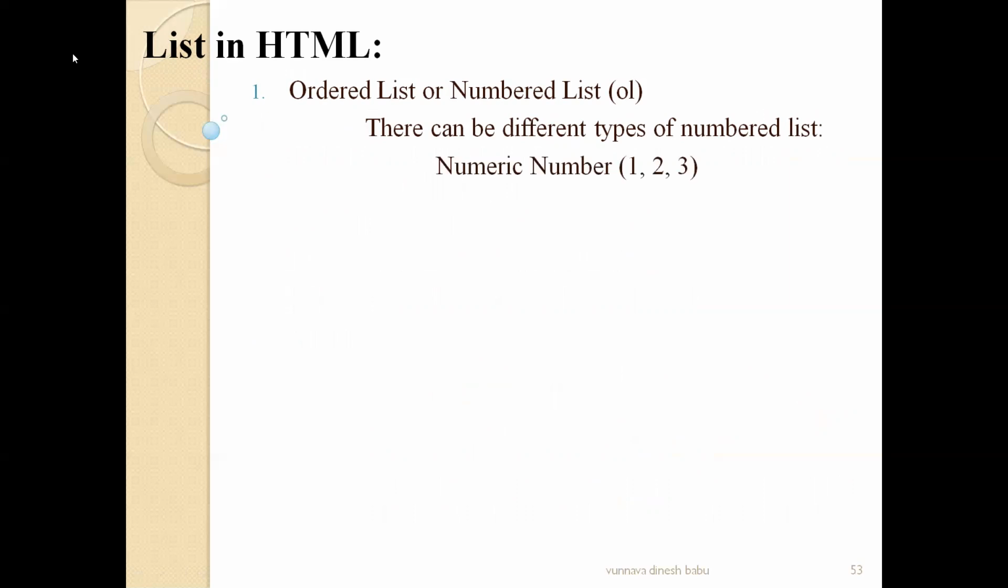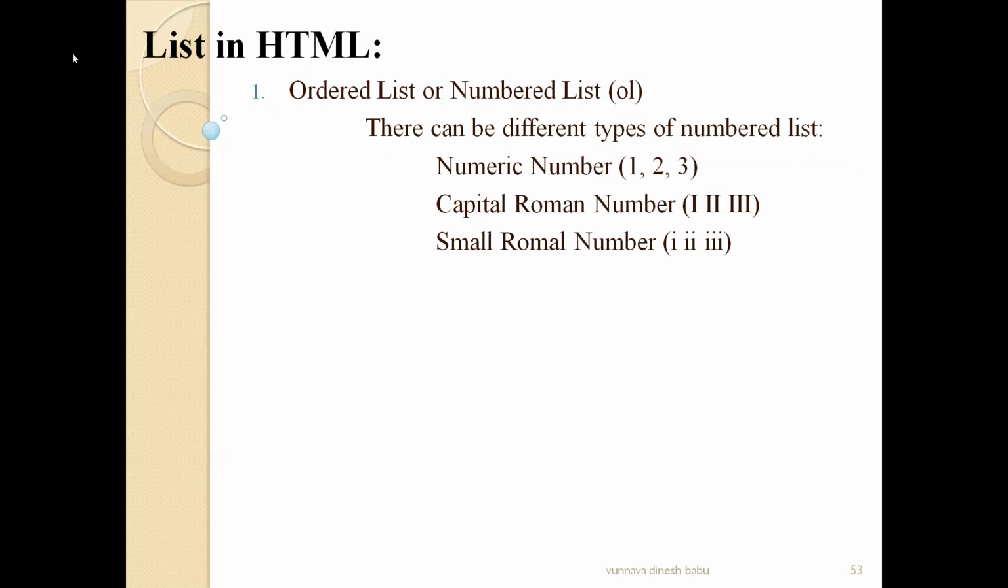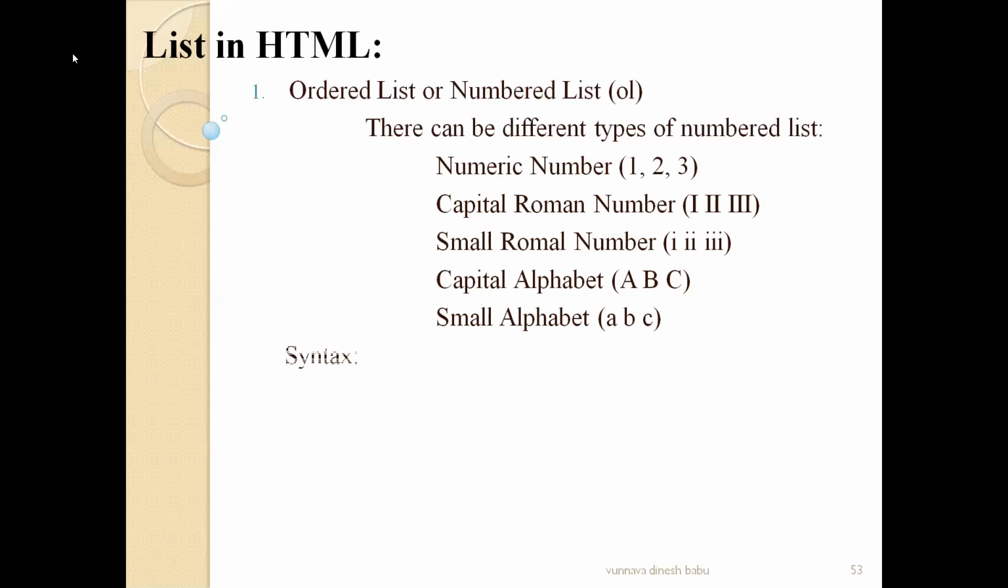The first one is numeric numbers. That means the elements inside the list will get 1, 2, 3, and so on. And then capital Roman numbers. As I said earlier, we can also create Roman numbers for our ordered list. That is Roman number 1, Roman number 2, Roman number 3, and so on. And then small Roman numbers, small i, ii, iii, and then we can use capital alphabet. We can use small alphabet.